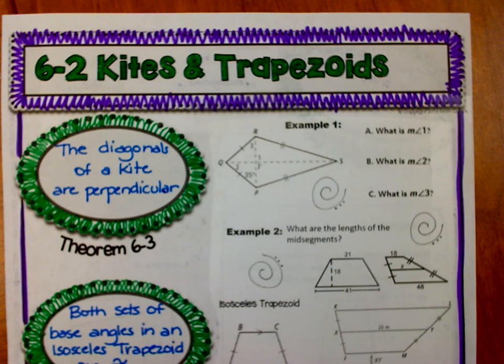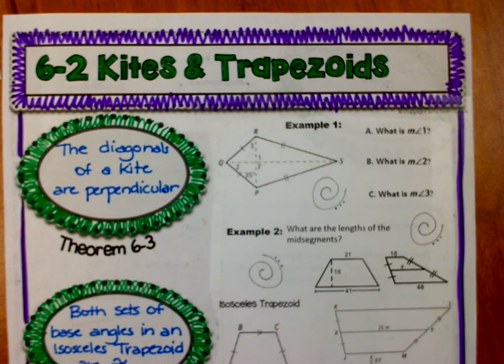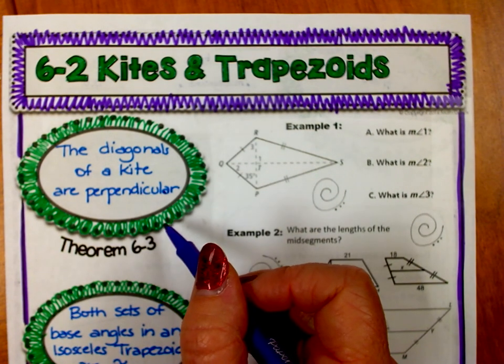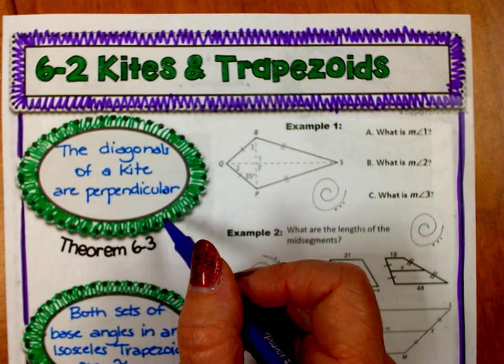In Lesson 6.1, we used what we know about triangles to find angle measures of polygons. In this lesson, we'll use what we know about triangles to develop properties of quadrilaterals. Let's start with kites. Theorem 6.3 says that the diagonals of a kite are perpendicular.